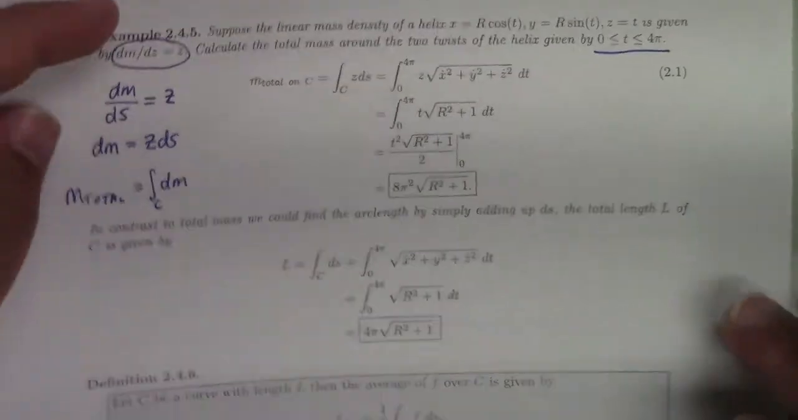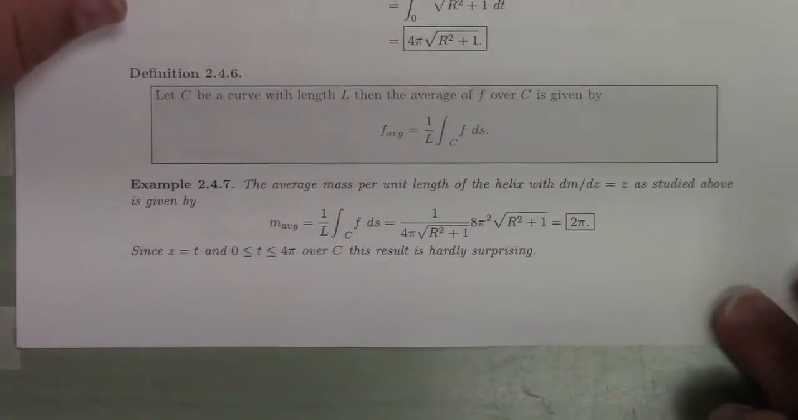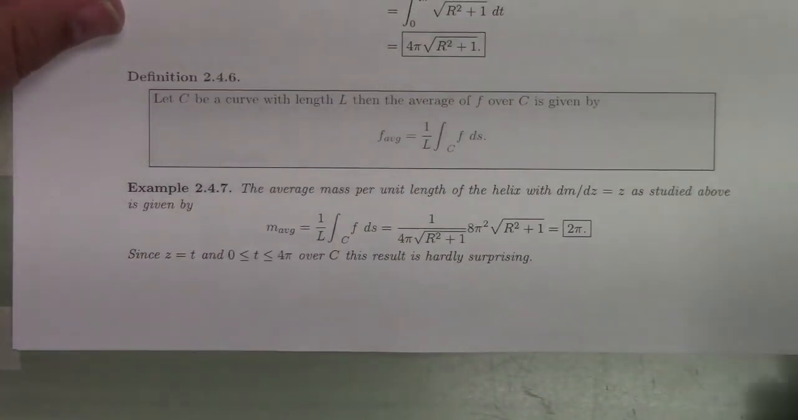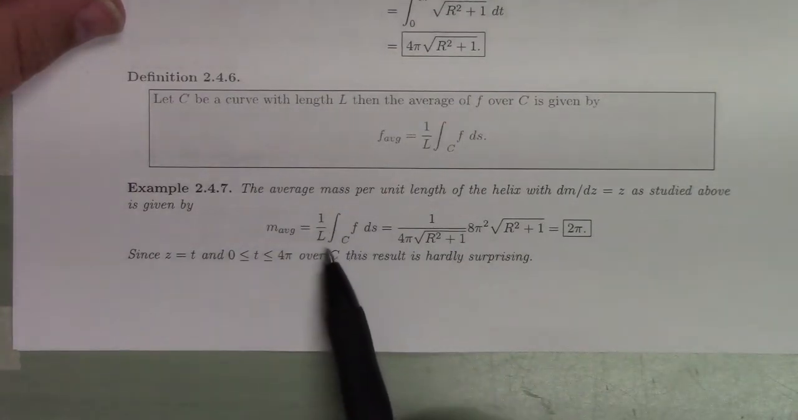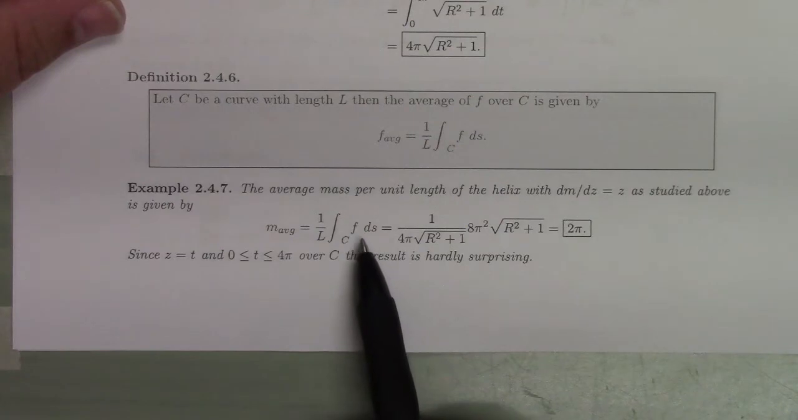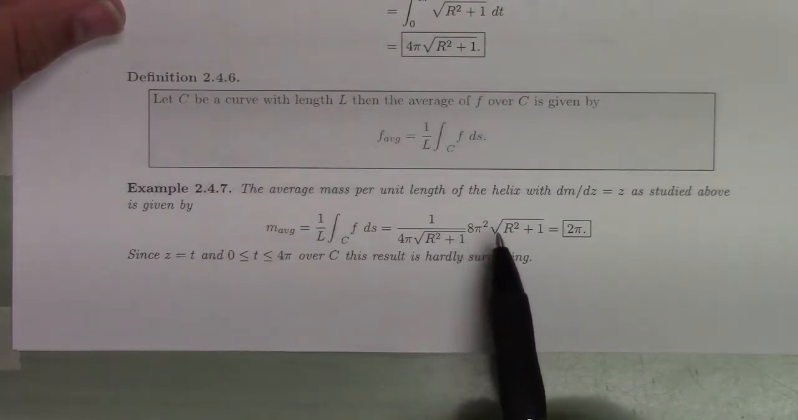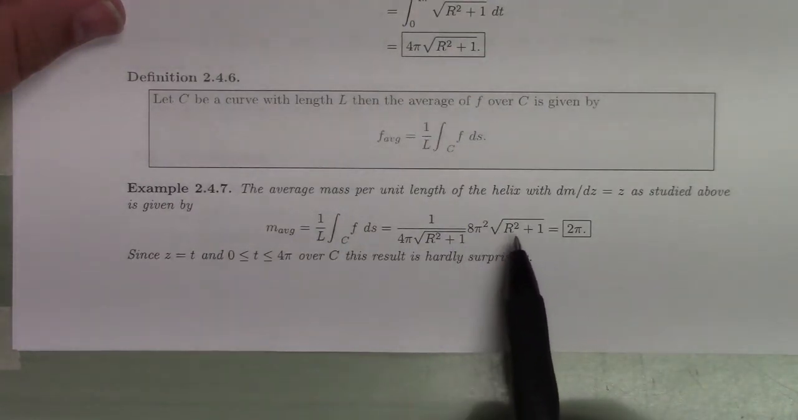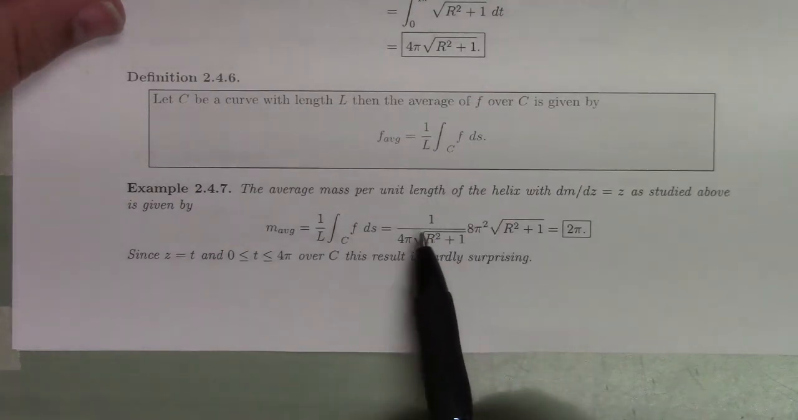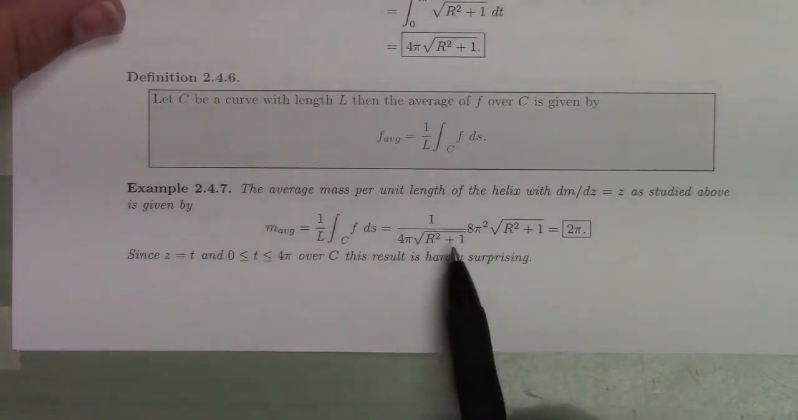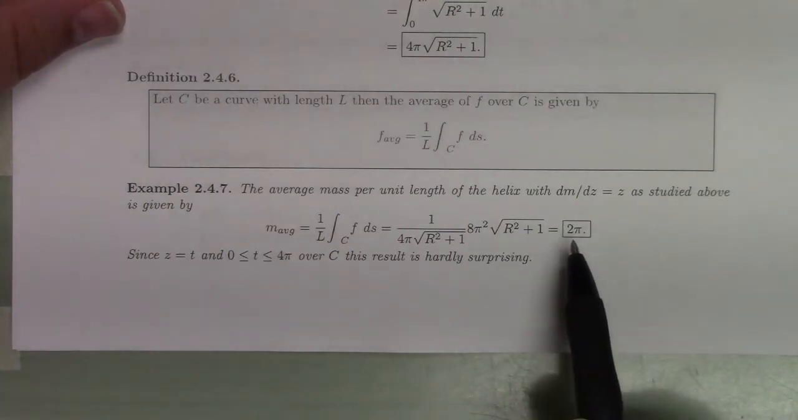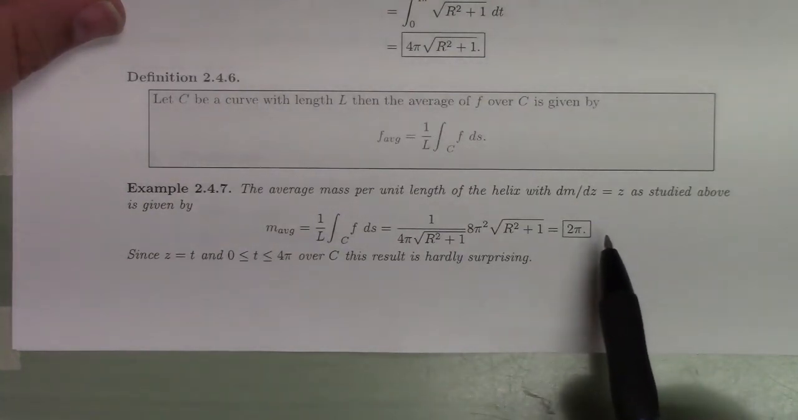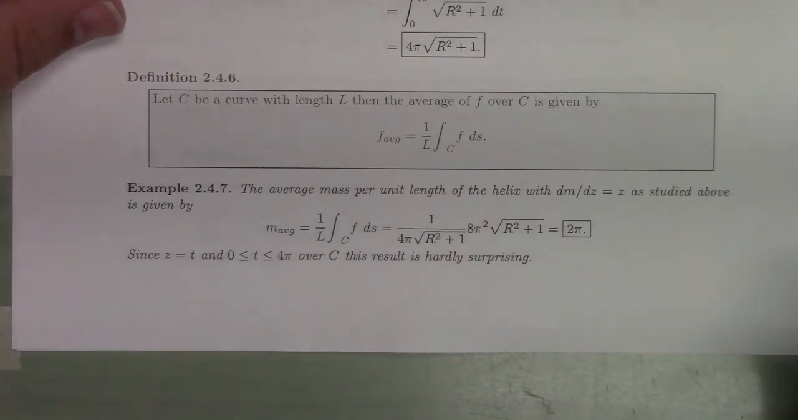So for example, in the previous example, we could figure out what's the average mass per unit length on that. 1 over L times the integral of f ds, we just worked that out, was 4 pi square root of r squared plus 1. The arc length was 4 pi square root of r squared plus 1, so those cancel, and we get that the average mass per unit length was 2 pi.